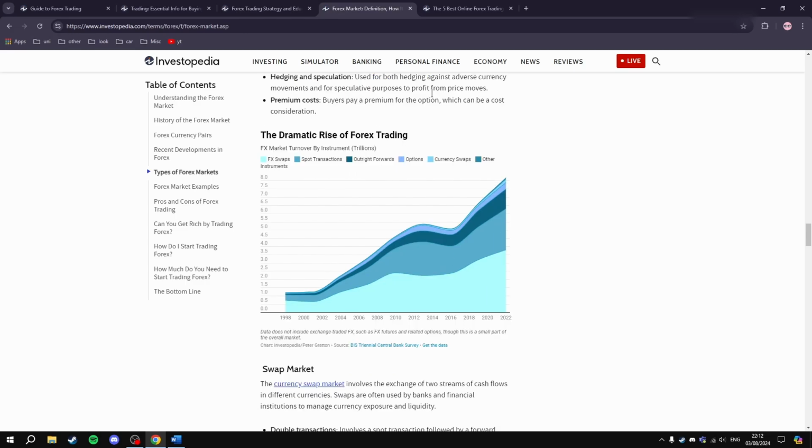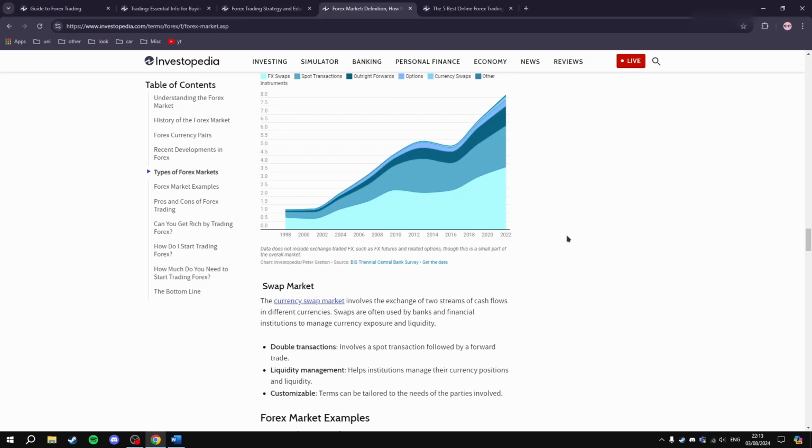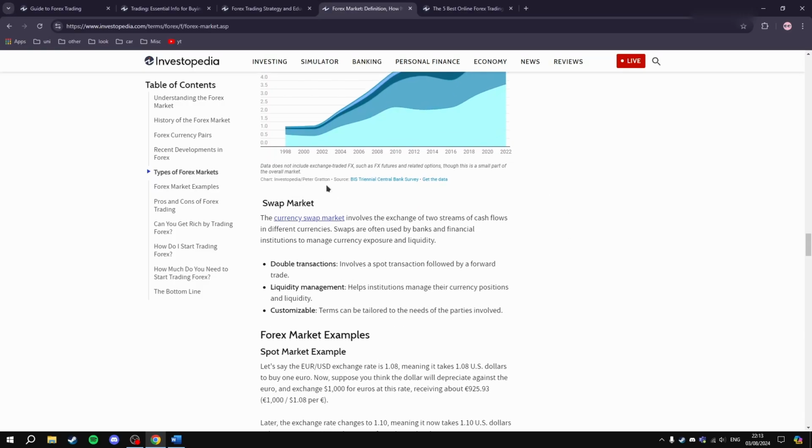The dramatic rise of forex trading. FX market turnover by instrument, in trillions: FX swaps, spot transactions, outright forwards, options, currency swaps, other. The data does not include exchange traded FX such as FX futures and related options, though this is a small part of the overall market.